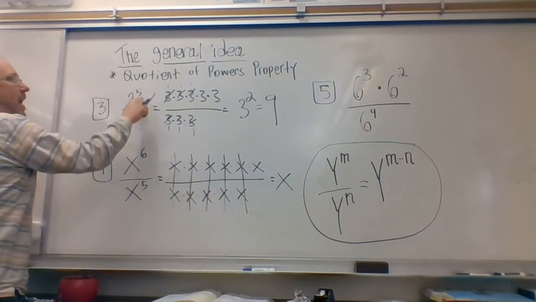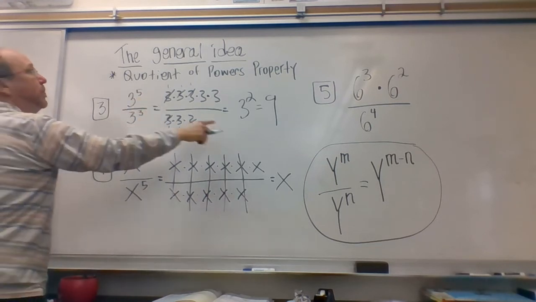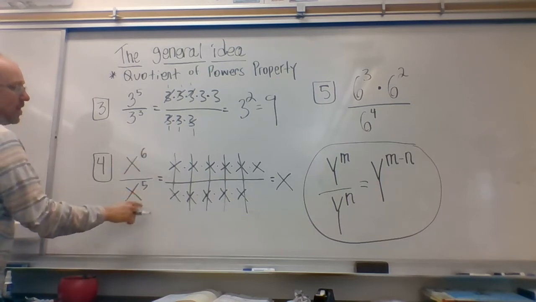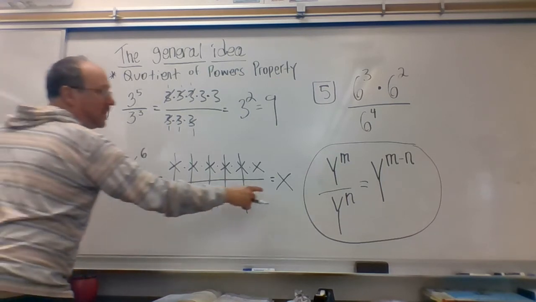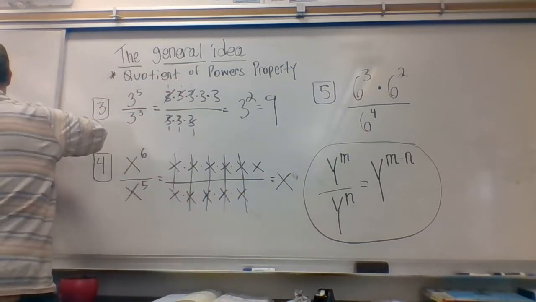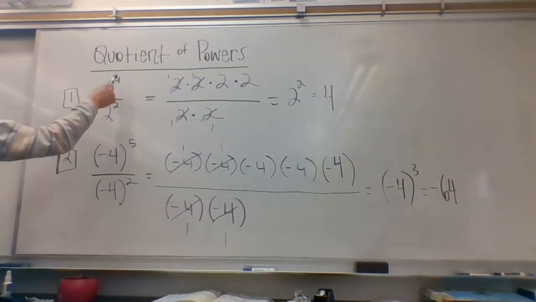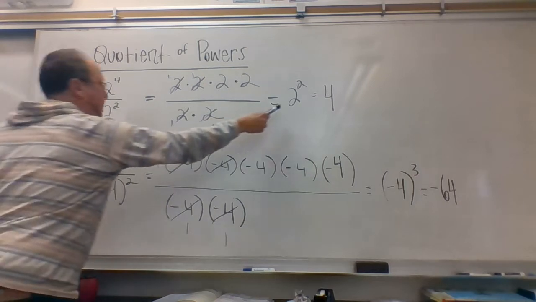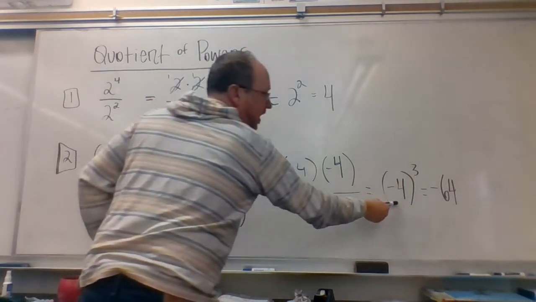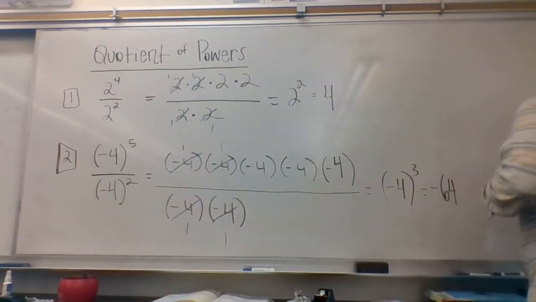We see that here. 3 to the power of 5, subtract the 3 to the power of 3, would be 3 squared. x to the power of 6 divided by x to the power of 5, well, 6 minus 5 is x to the 1, which we don't bother writing. It's just x. If we go back here, you would see 4 minus 2 is 2 squared. 5 minus 2 is cubed, negative 4 cubed, right? So you can start to generalize this pattern.